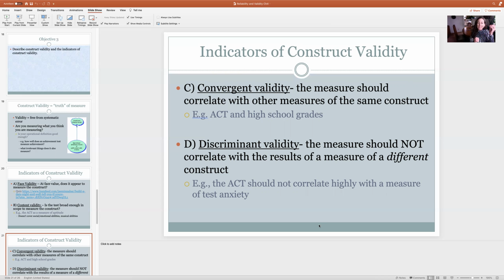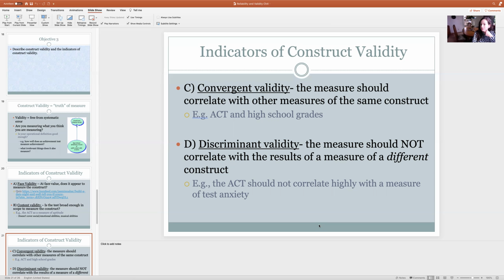So, for example, the ACT should not correlate with a measure of test anxiety. If I test your ACT scores and then I look at your test anxiety scores, and those are neatly correlated, so that if you do more poorly on the ACT, you have higher test anxiety, well, then that's a problem, right?